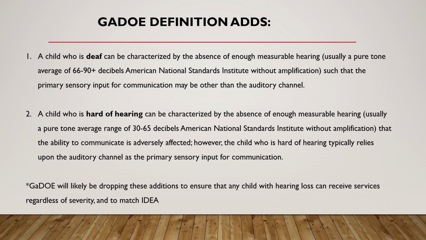So, right now, if you have a child who is just a little bit out of range of these specific numbers, then they automatically are not able to receive services. And so this leaves out children who do have a degree of hearing loss and who would benefit from services. And so by dropping these definitions in order to better match the IDEA's definitions, we'll be able to serve more students who have needs in hearing.